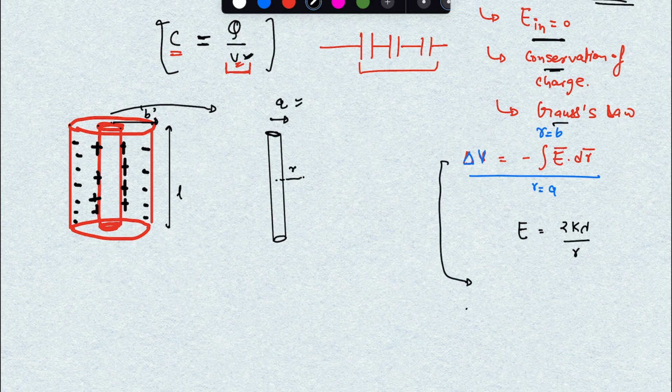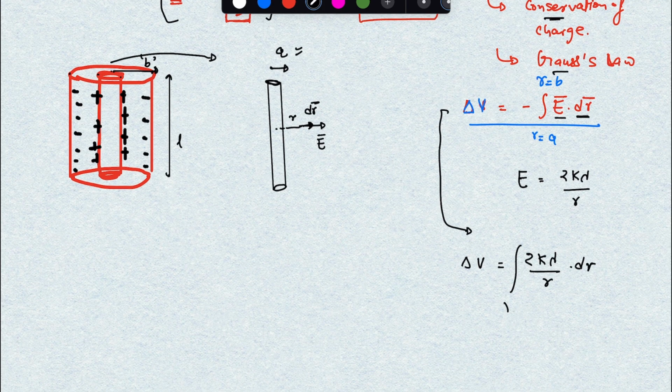So potential difference delta V is equal to 2k lambda divided by r, and let us see the direction of E vector and dr vector. E vector is going to be away from the positive charge, radially outward, as we know the electric field because of the infinite long wire is radially outward, and the dr vector is also in the same direction. So E vector dot dr vector becomes E dr. So that's 2k lambda divided by r times dr. We got that? And now we need to integrate it from r equals a to r equals b.